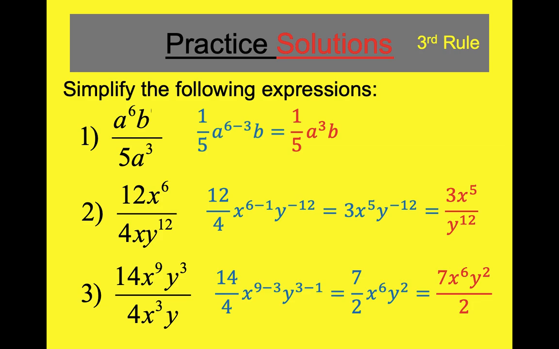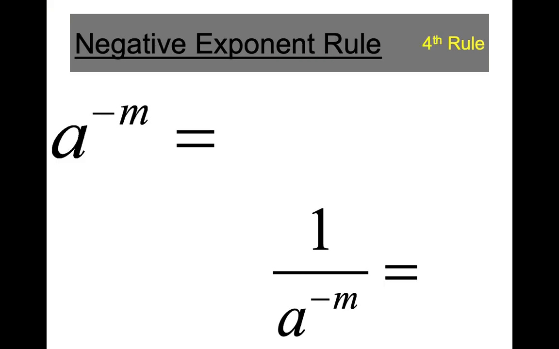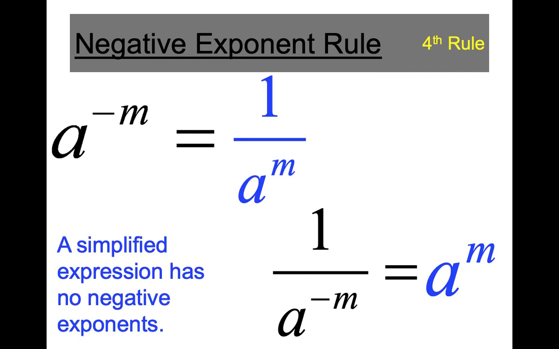All right, so that was our third rule, the quotient rule. The fourth rule is the negative exponent rule, and we've done this one quite a bit. You've seen this one before. The negative exponent indicates that you need to move that term to the other part of the fraction. So if it's in the numerator, it needs to go to the denominator. If it's in the denominator, it needs to go to the numerator. So we spent less time on this pattern, but it's just as valid.